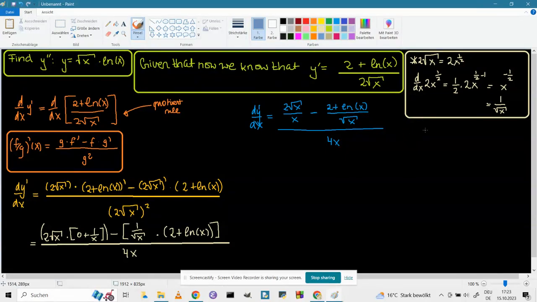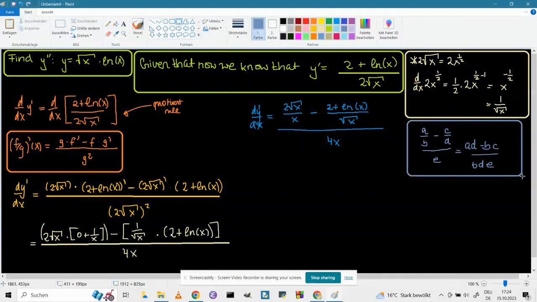I'm going to have to start a new page. That a over b minus c over d, all over e, is the same as AD minus BC over BDE. And that's just a rule. It's not actually hard to derive either, but if you just have to memorize it, that's fine too, I suppose.